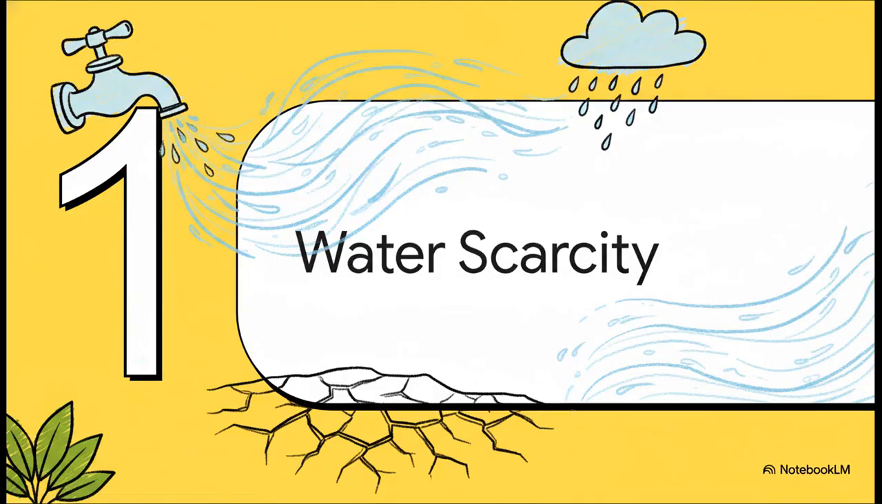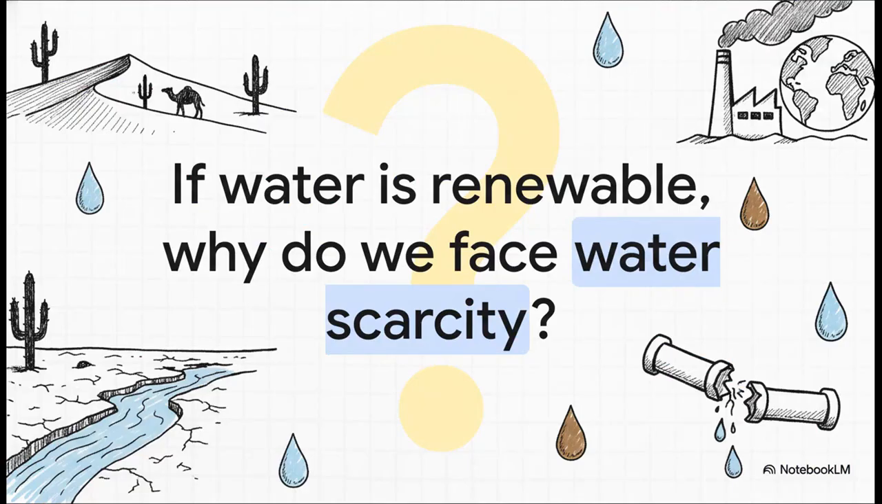Okay, so that leads us to the most important question in this chapter. Let's move on to understanding water scarcity. So here's the puzzle. If water is renewable, why on earth do we face water scarcity? When we hear that phrase, our minds immediately jump to places with very little rain, like the deserts of Rajasthan. But the reality is, it's much, much more complicated than just that. It's not always about a lack of rain.